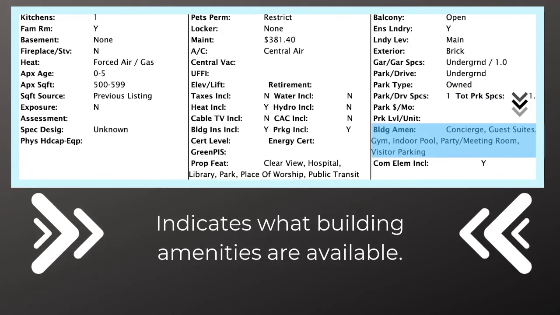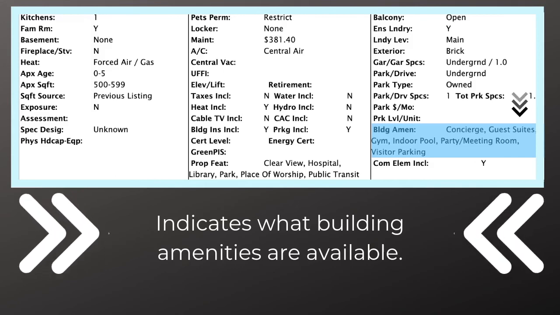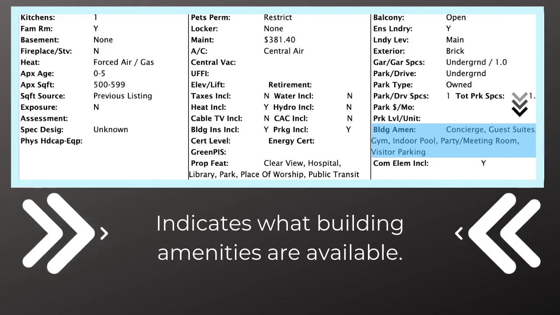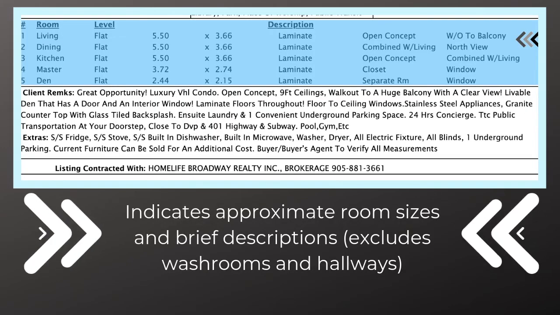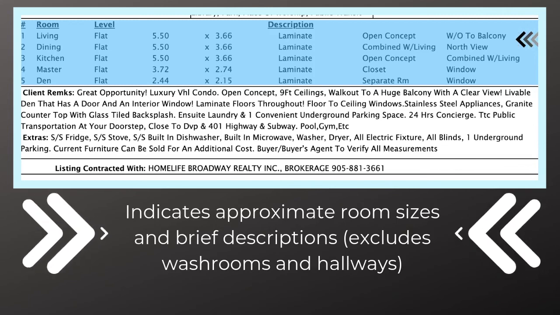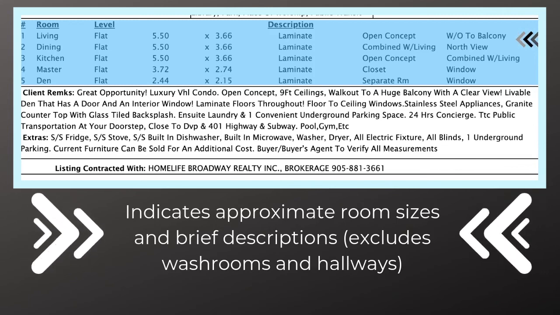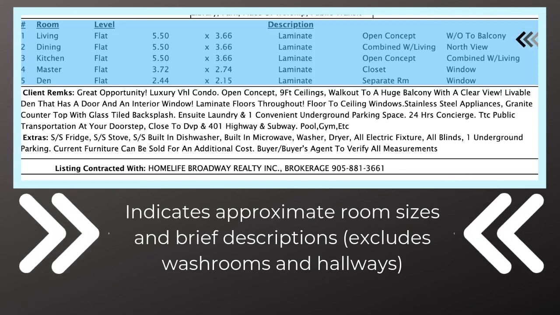Next we have building amenities. This will list how many amenities are in the building and what types they are. Keep in mind though, it's not always listed in this section. This next section here indicates the approximate room sizes and brief descriptions of them, such as what is the flooring made out of? Is there a his and her closet? Keep in mind, washrooms and hallways are not included in this section.